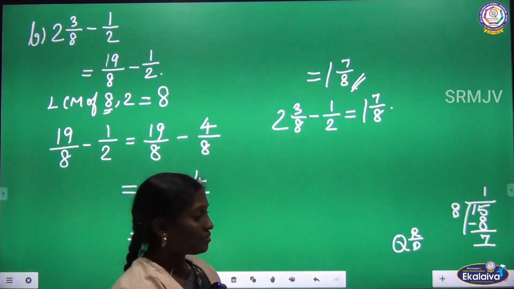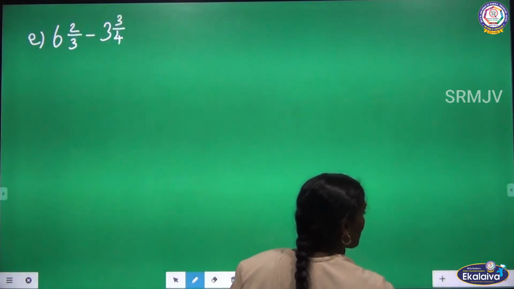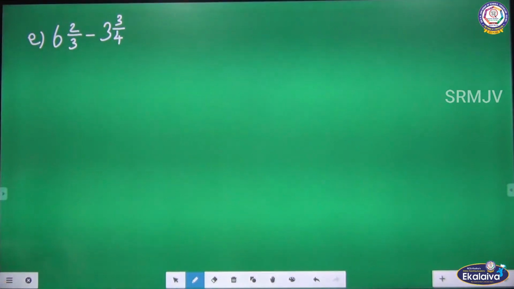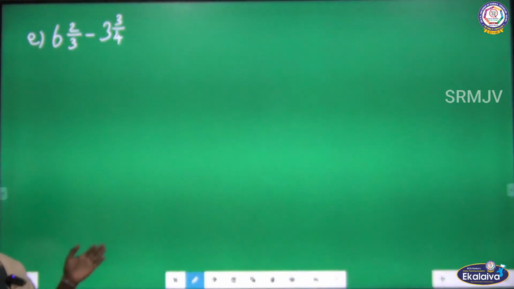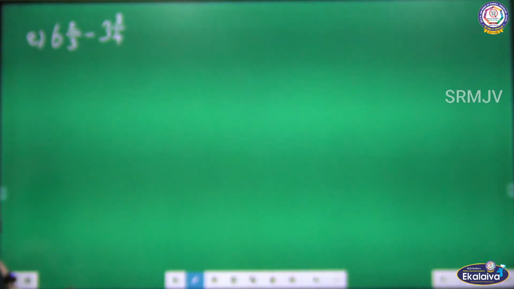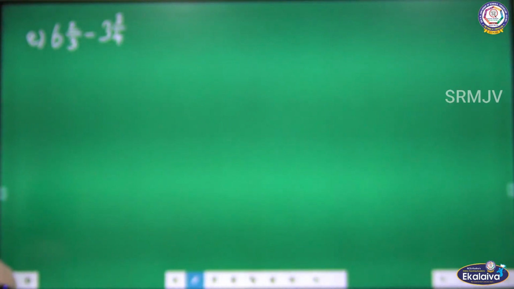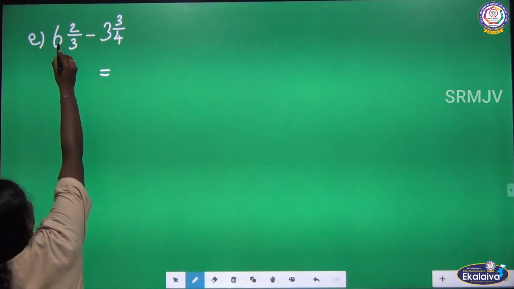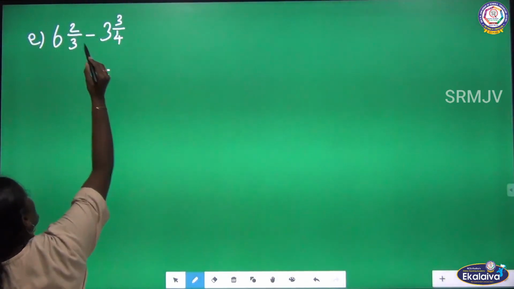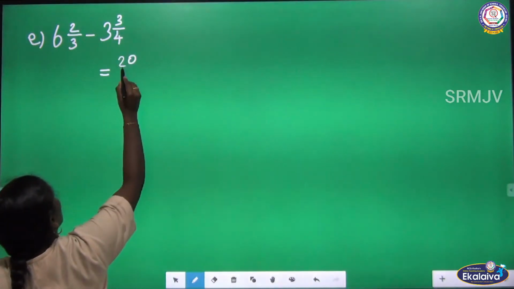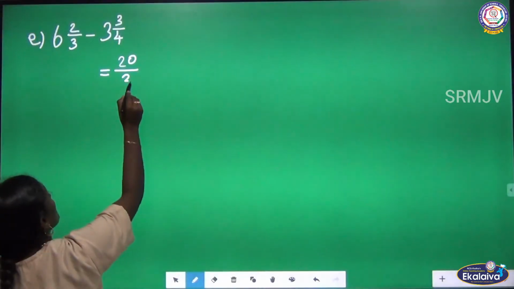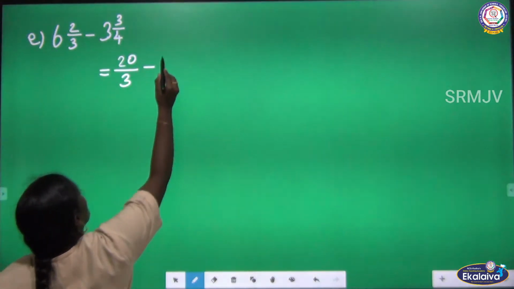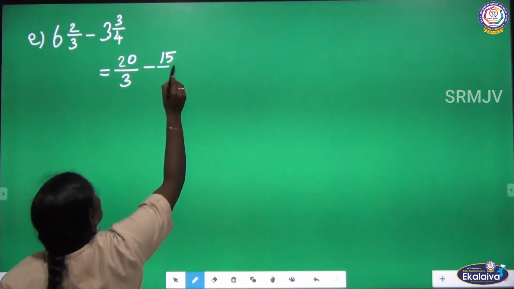Is it clear, children? The next question, 6 2/3 minus 3 3/4. Here also these two fractions are mixed fractions. First we have to convert them into improper fractions. Okay, here 3 6s are 18, 18 plus 2, 20/3, minus, here 4 3s are 12, 12 plus 3, 15/4.